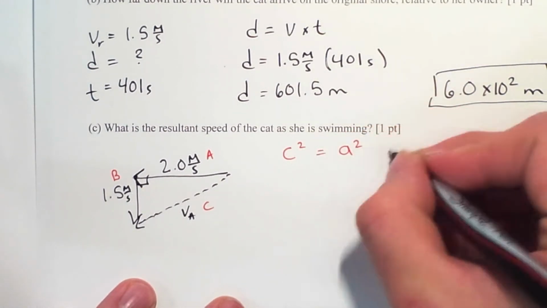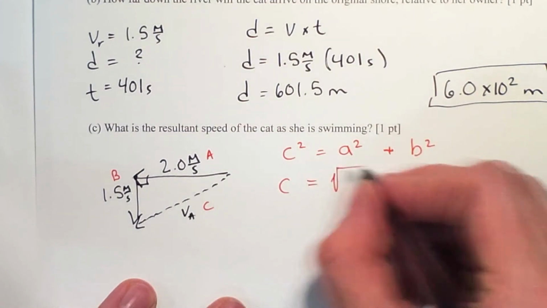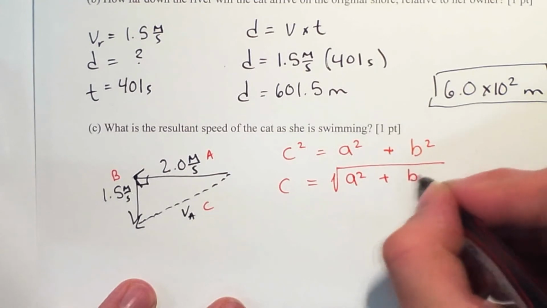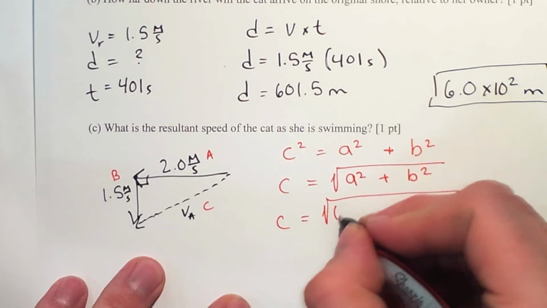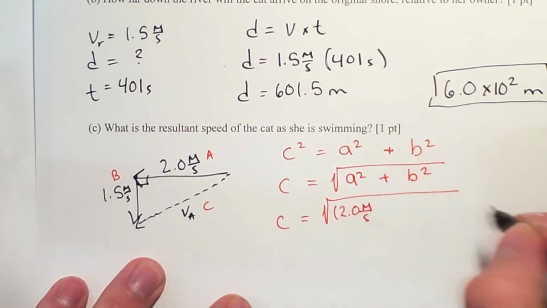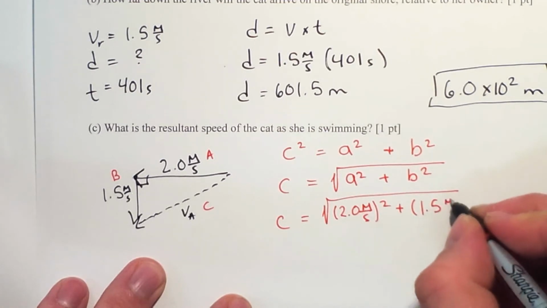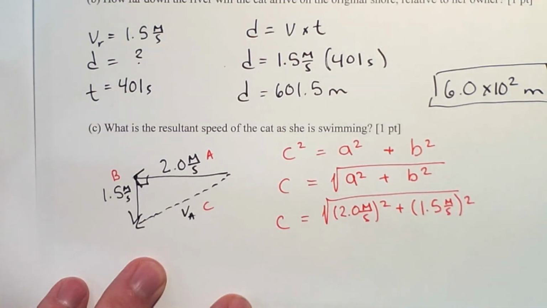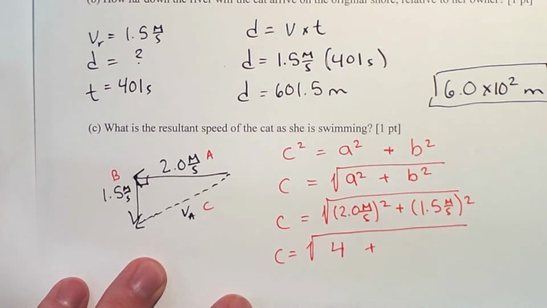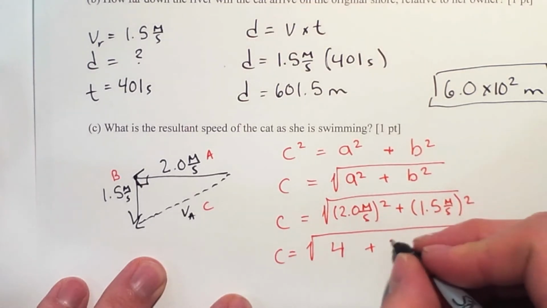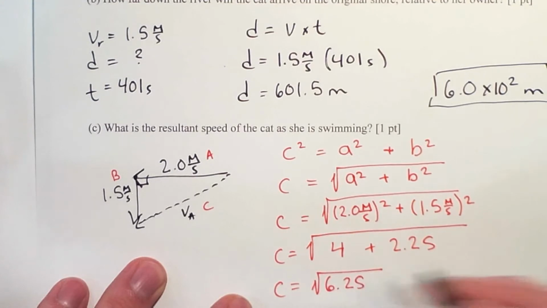So C squared is equal to A squared plus B squared. C is equal to root A squared plus B squared. C is equal to root 2 meters per second squared plus 1.5 meters per second squared. C is equal to root 4 plus 1.5 squared, 2.25. C is equal to root 6.25.